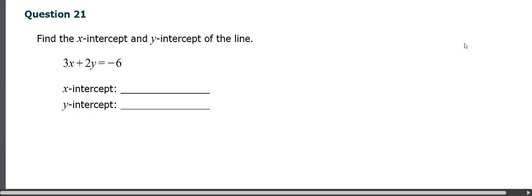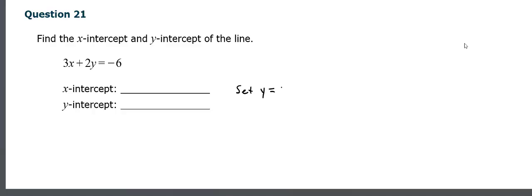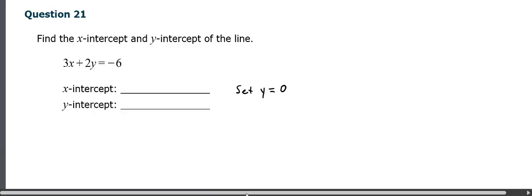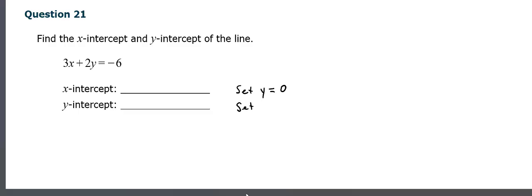Find the x-intercept and y-intercept of the line 3x plus 2y equals -6. So to find the x-intercept, we set y equal to 0 and solve for x. And then to find the y-intercept, we're going to set x equal to 0 and solve for y. So we have 3x plus 2y equals -6. To find the x-intercept, we're going to substitute 0 in for y.